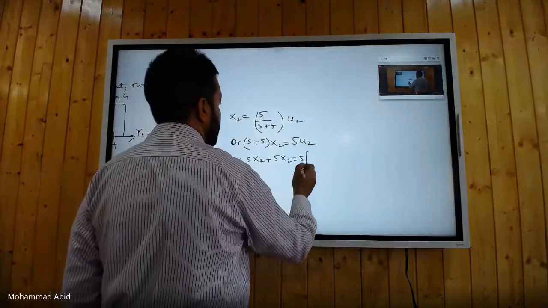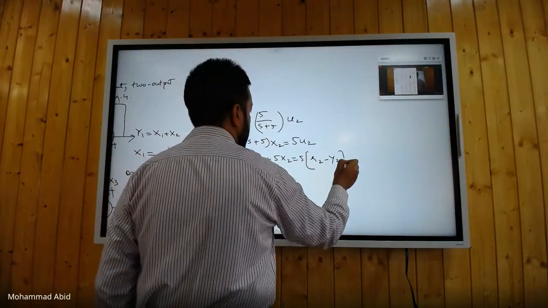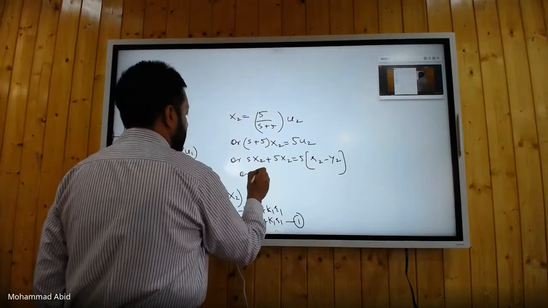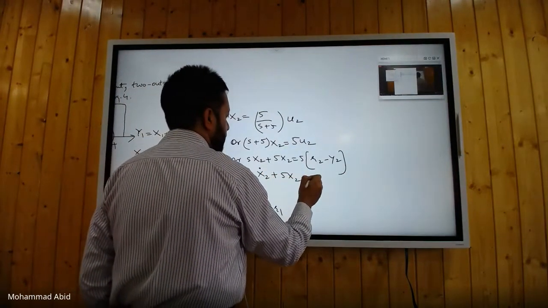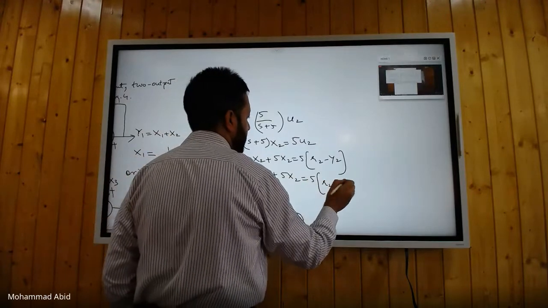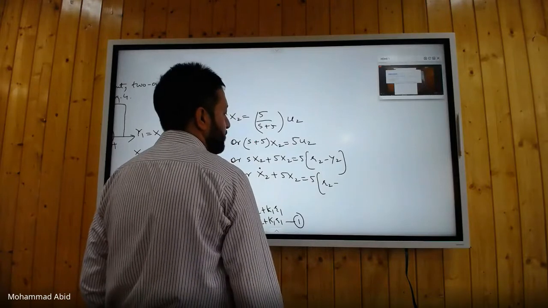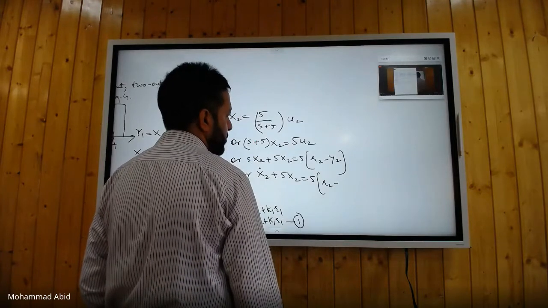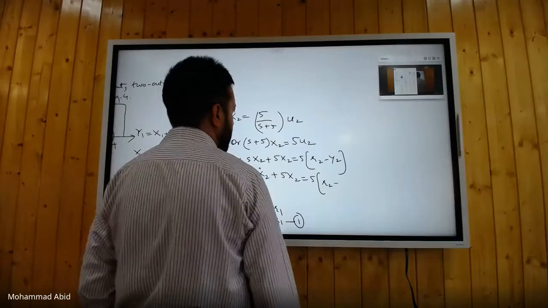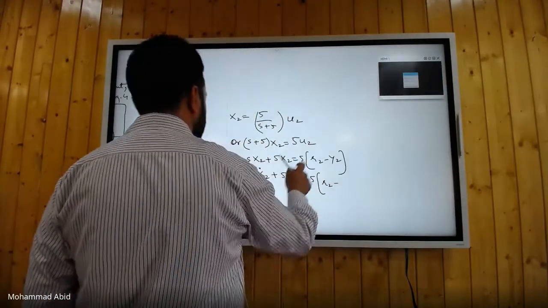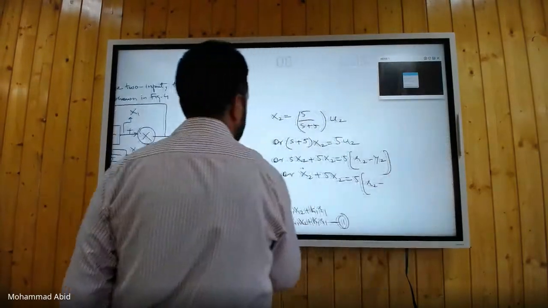So this is 5 into, what is u2 equal to? u2 is r2 minus y2. So I can write this as x2 dot plus 5x2 is equal to 5 into r2 minus, what is y2? y2 is x3 plus x4, sir. नहीं, कहीं पे गलत तो नहीं किया? u2 is actually k2 into r2 minus y2, है ना?